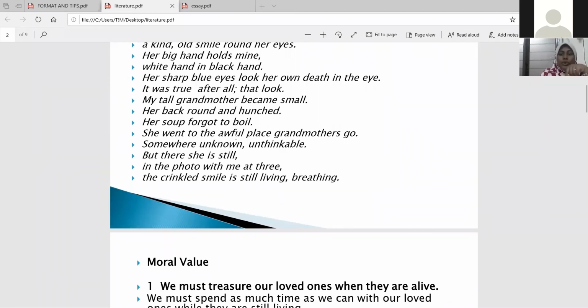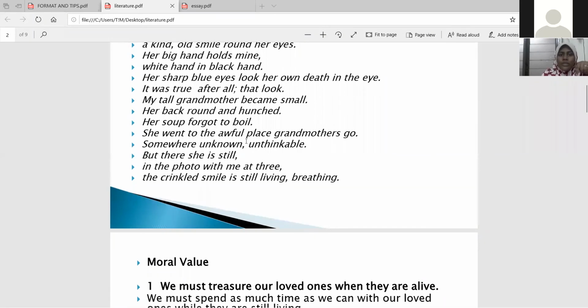She went to the awful place grandmothers go. Her soup forgot to boil, meaning that she became forgetful. When old people become old, they tend to forget a lot of things, menjadi pelupa. So that is one of the things. She forgot to boil her soup. She became forgetful. She went to the awful place grandmothers go.